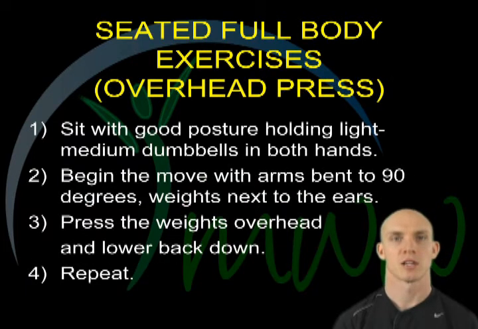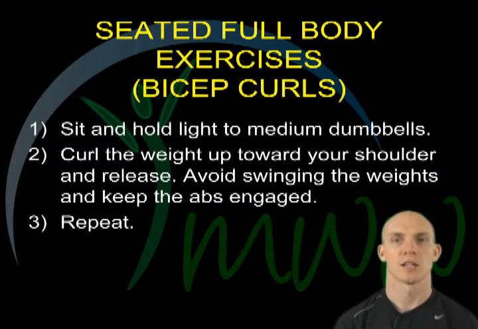Seated full body exercises, overhead press. Hang on to the dumbbells because you will need them for this exercise as well. Sit up straight, holding a dumbbell in each hand, beginning the move with the arms bent to 90 degrees. Weights next to the ears. To visualize this move, your arms should look like a goalpost. Press the weights together over your head and lower the weights back down next to your ears. Repeat this motion.